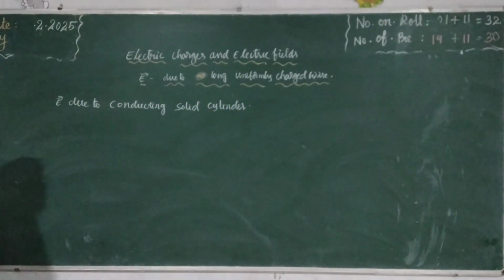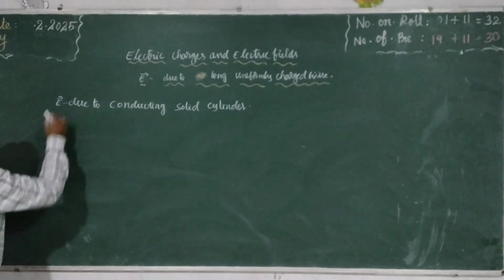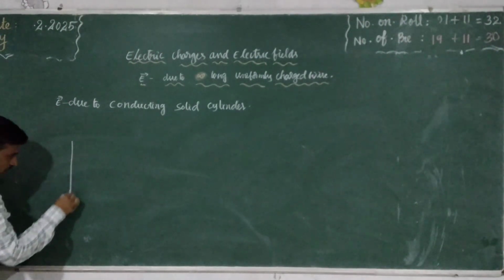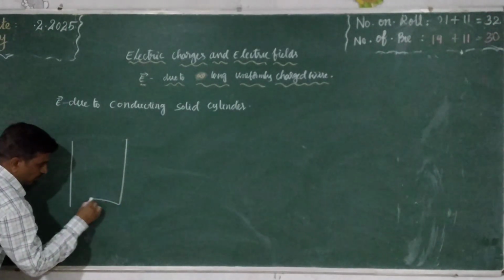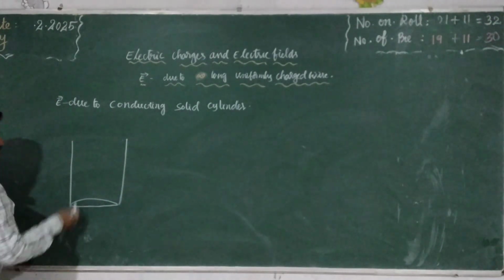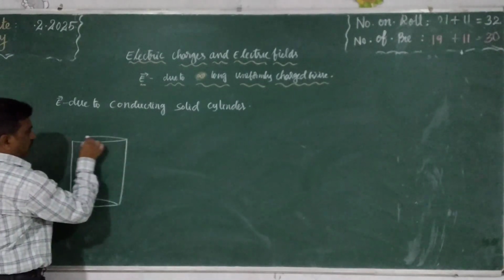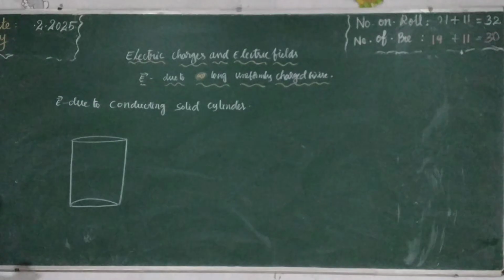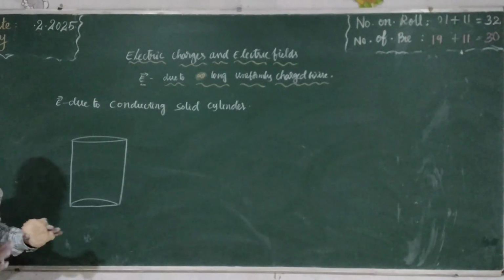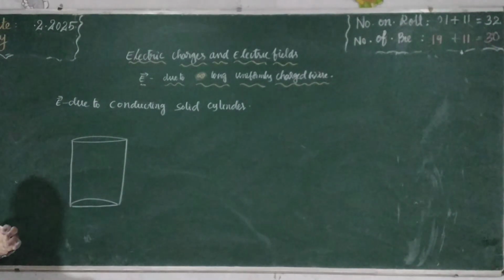This is the conducting solid cylinder. See here, electric field due to a solid conducting cylinder. In a solid conducting cylinder, charge resides on the surface of the cylinder, just like hollow conducting, non-conducting, solid conducting spheres, and solid conducting cylinders.